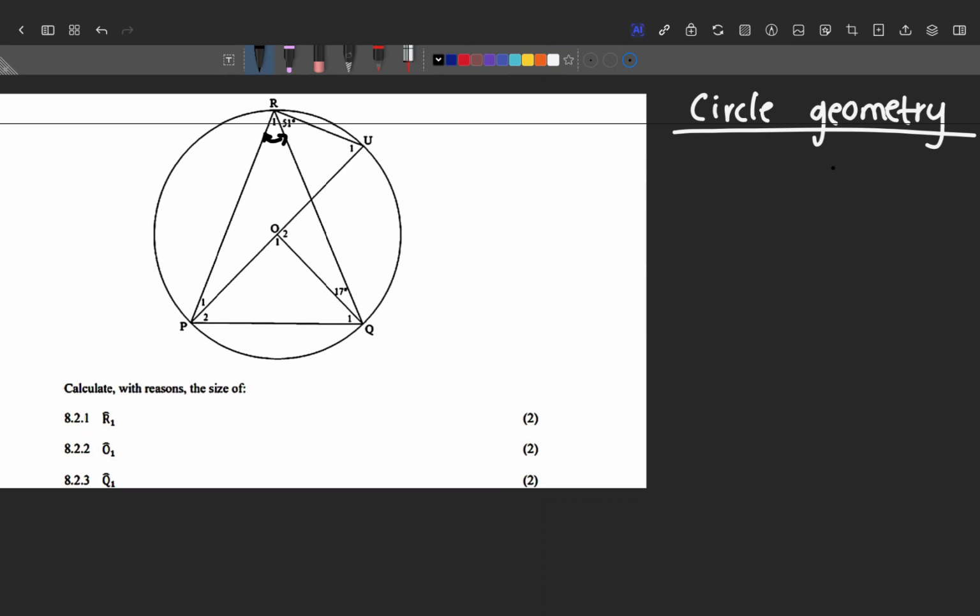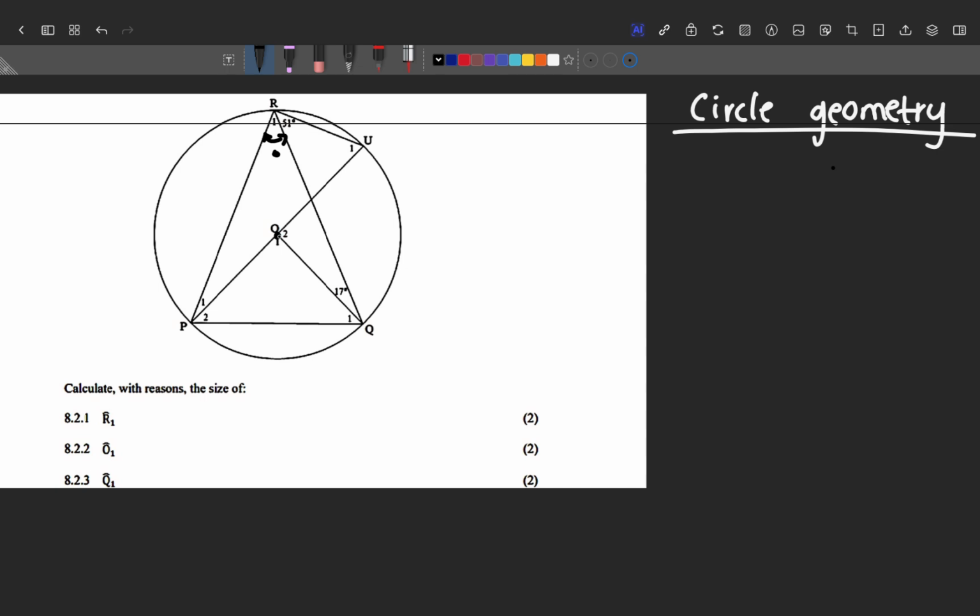Today we're going to look at circle geometry, so let's get right into today's video. We need to calculate, with reasons, the size of angle R1, and this is our angle R1. It is said that O is also our center. I cropped out the information that was there.